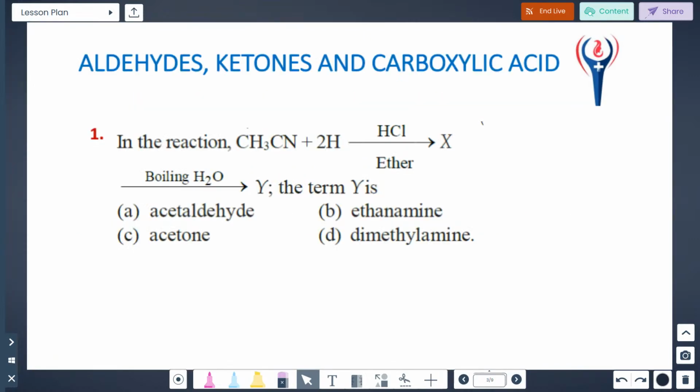Okay, simple one. So I already told you, study all the naming reactions, so that only then you will be able to solve the sums. So in this reaction, CH3CN plus 2H, 2H means reduction. HCl and ether is added, we get X. Then which undergoes boiling to get Y. The term Y we have to find out. Okay, that's the question. Simple one.